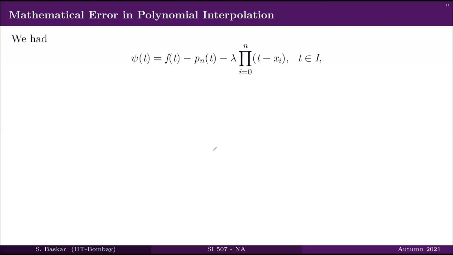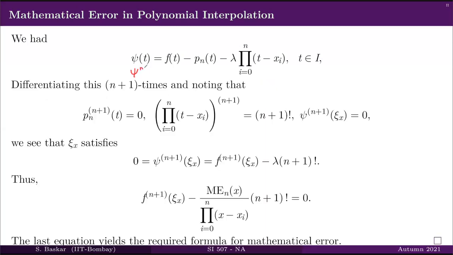Okay, now let us go to our expression for ψ(t) and explicitly compute the (n+1)th derivative of ψ. So ψ^(n+1) is f^(n+1), and what is the (n+1)th derivative of Pn? That will be equal to 0. And what is this (n+1)th derivative?